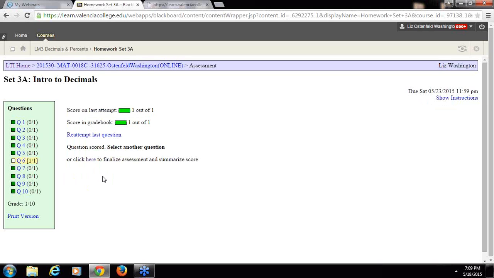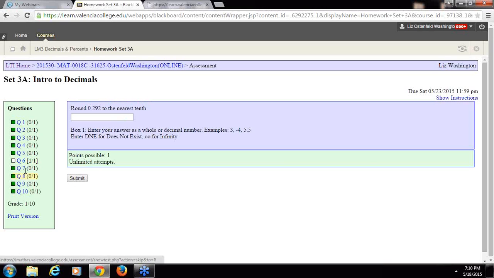Number 10 is a word problem. Okay. So let me see what else I have. These are more rounding. So what do you guys think this one would be? Round 0.292 to the nearest tenth. What do you think that answer is going to look like?